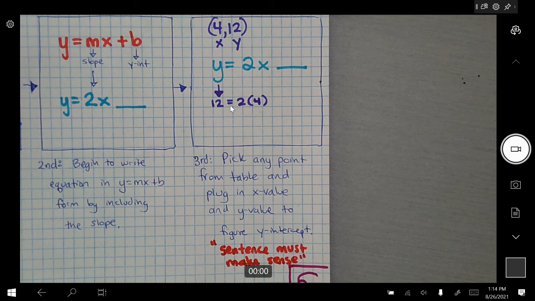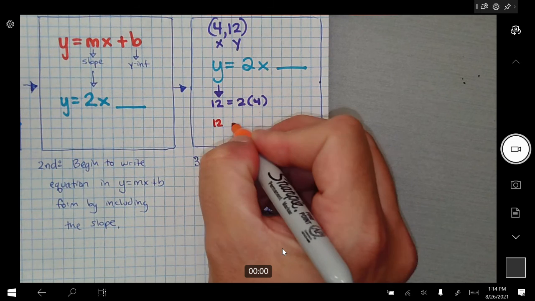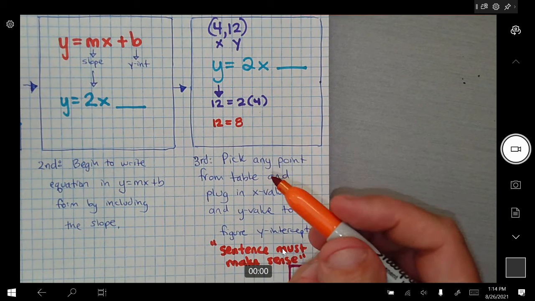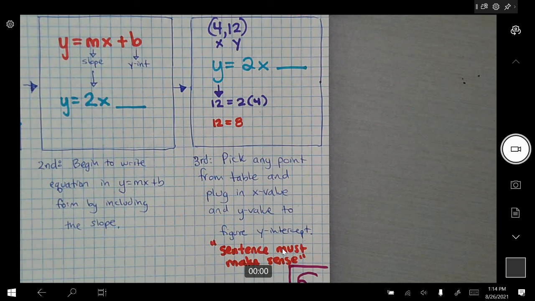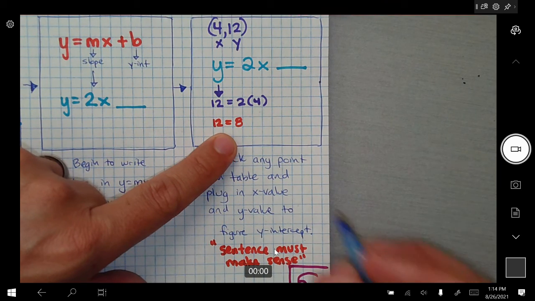12 equals 2 times 4. Does that sentence make sense? What is 12? 12 is 12. Does 12 equal 2 times 4 is 8? Does 12 equal 8? No, of course not. Of course not. Well, how can we make sense? How can we make this sentence make sense?